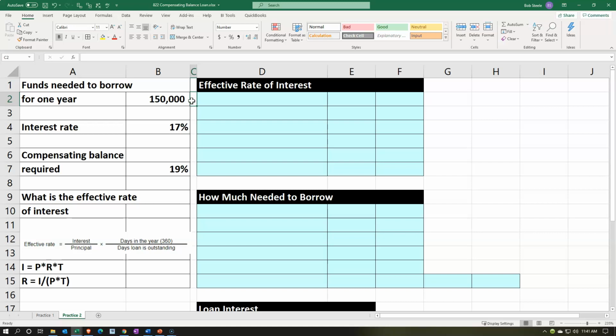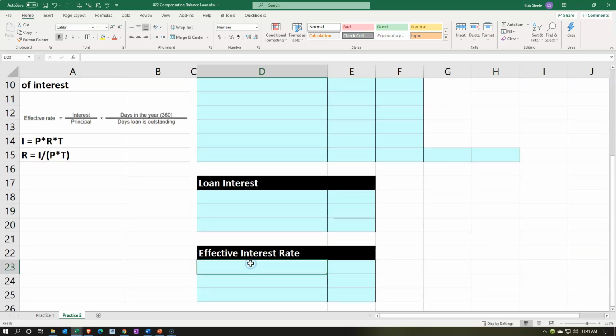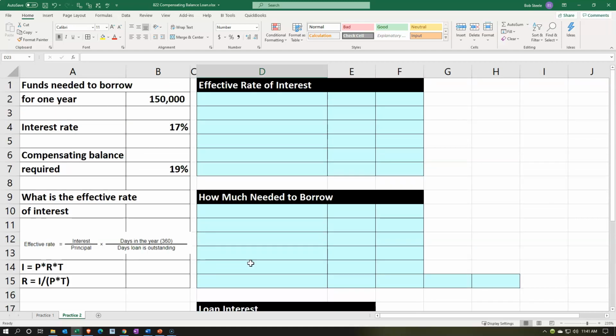And what's the cost of the loan, which is the interest that we would pay on it, and then the effective interest rate. So we'll calculate the effective interest rate first, and then we'll talk about how much loan we would need, and then we'll calculate the actual interest amount, and then we'll calculate the effective interest rate again. So this is going to be a loan for 1 year. Let's do the effective interest rate first in a more abstract format, and then we'll make it more concrete.